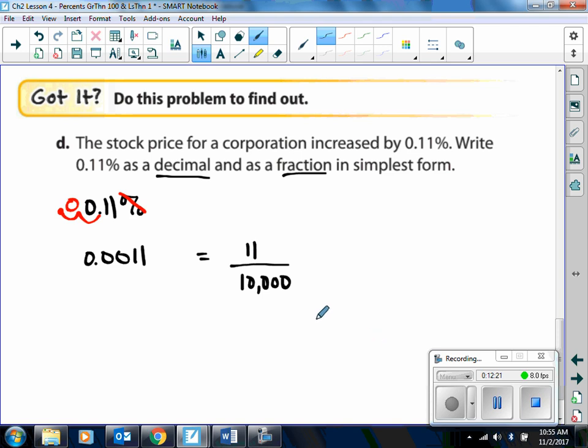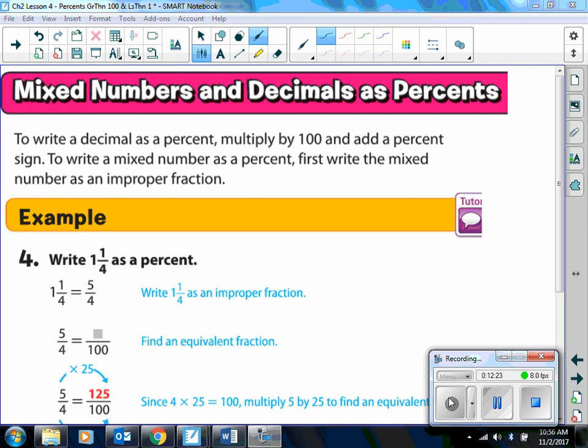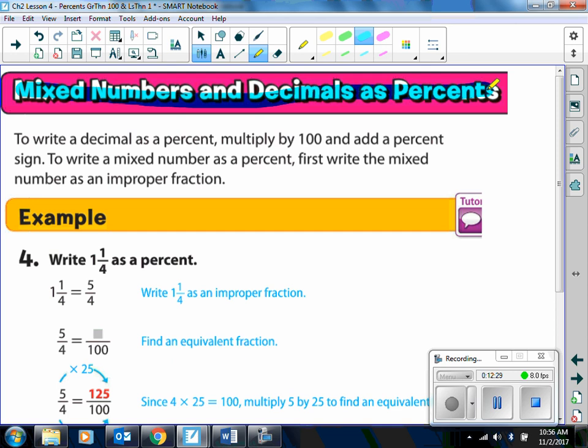Nope. And that's your final answer. So now we're going to change mixed numbers and decimals. We're going to change those to percents.